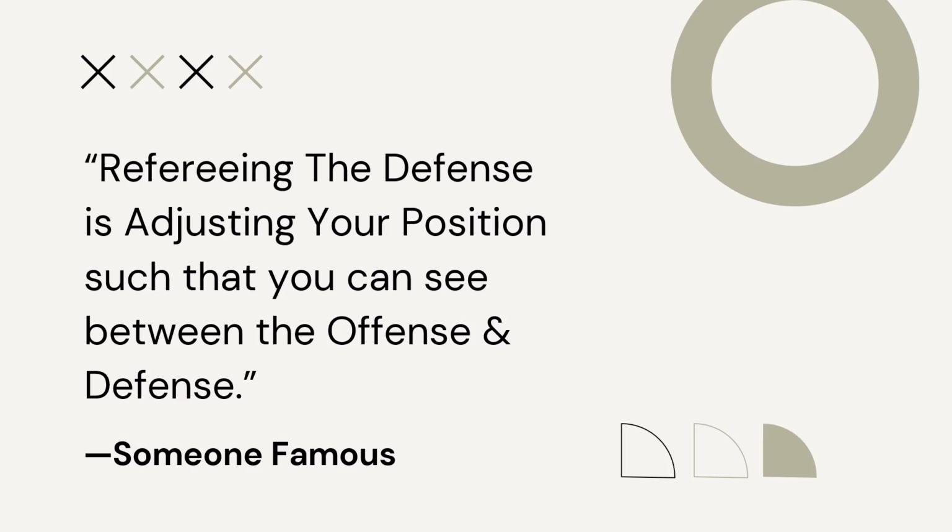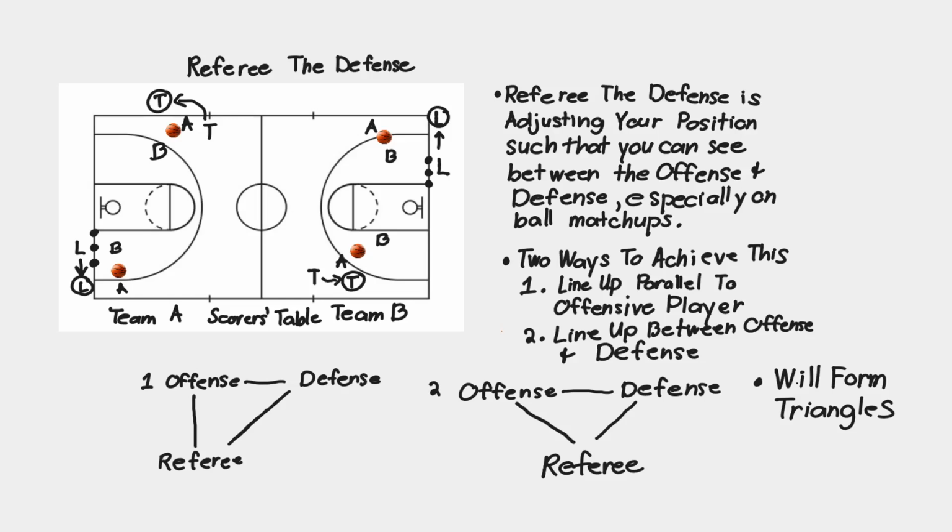our defensive player. This may involve the offensive player with the ball. This may involve the offensive player without the ball. As you can see in this image, we are demonstrating how in a two-person crew with a trail official and a lead official, they adjust their positions with a few steps or just slightly such that they can see between the offense and the defense, especially on ball matchups.